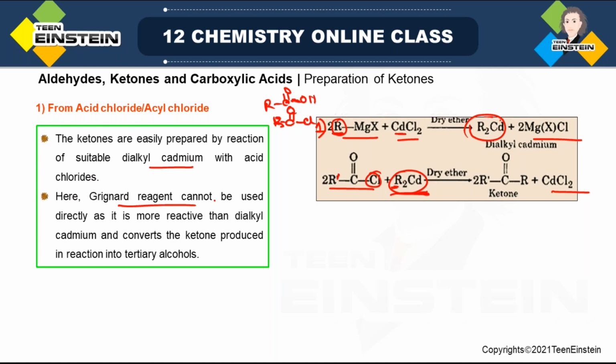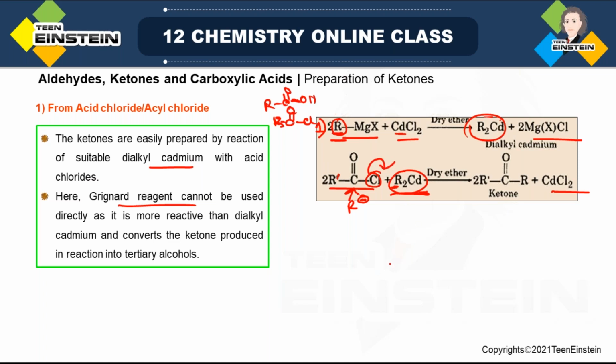Because we can easily use Grignard reagent, RMgX, plus R'COCl. So what will happen? This R group will attack here, which basically has a carbanionic type of nature. You can say it can act as a nucleophile. So this Cl will be removed.